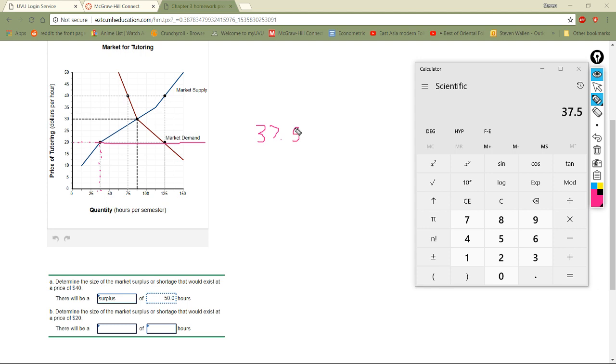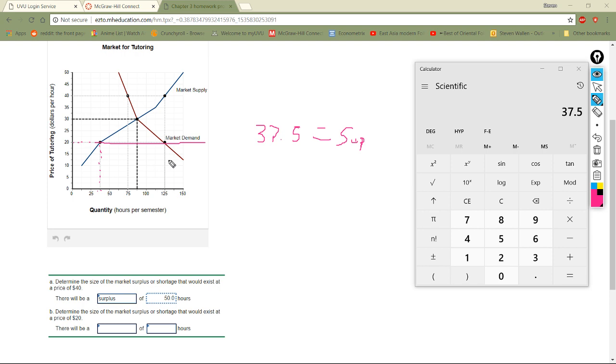37.5. And now what is this? Which one are we doing this for? Well, it's this line. And this line is supply. So that's what's being supplied at that price. That's supply. Okay. Oh, isn't that so beautiful?